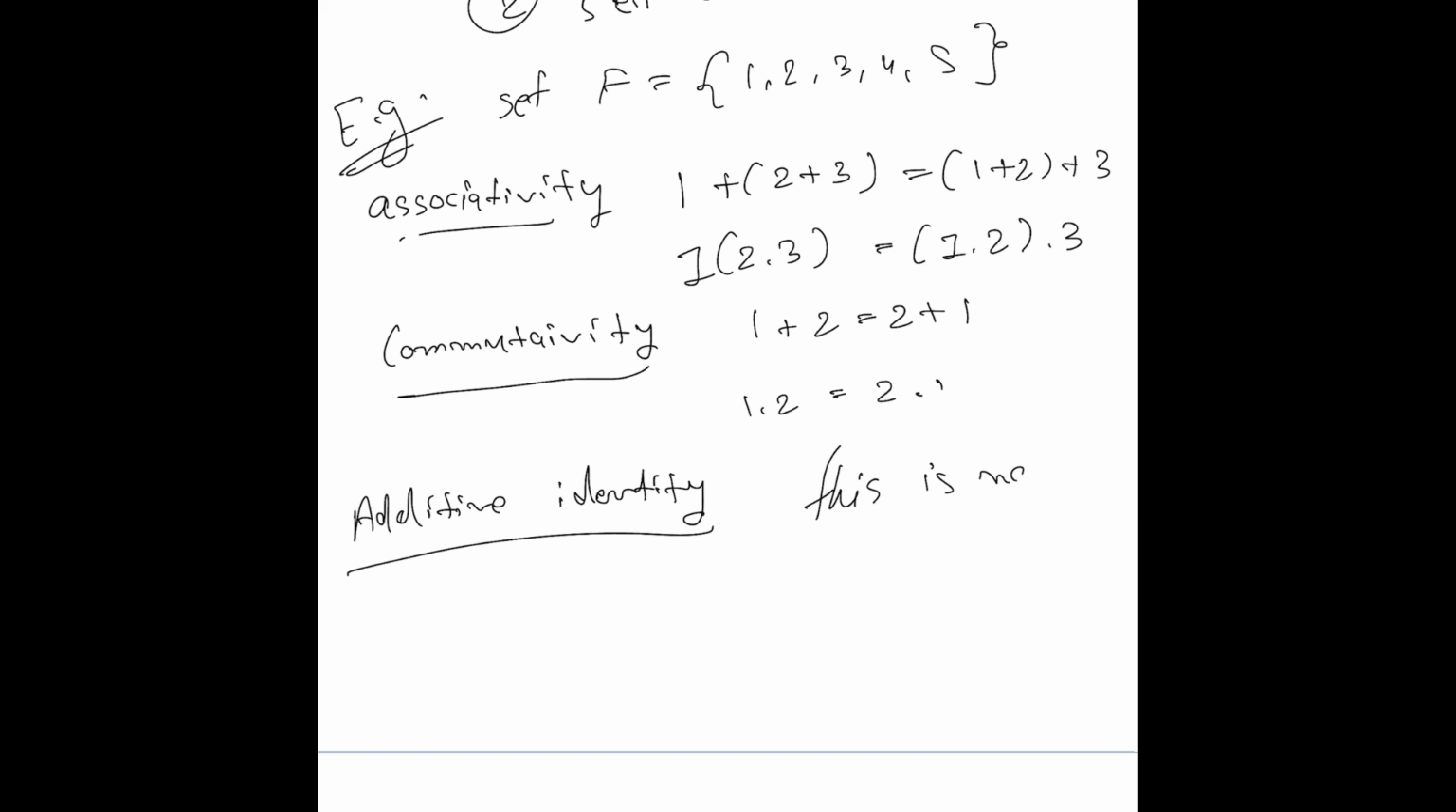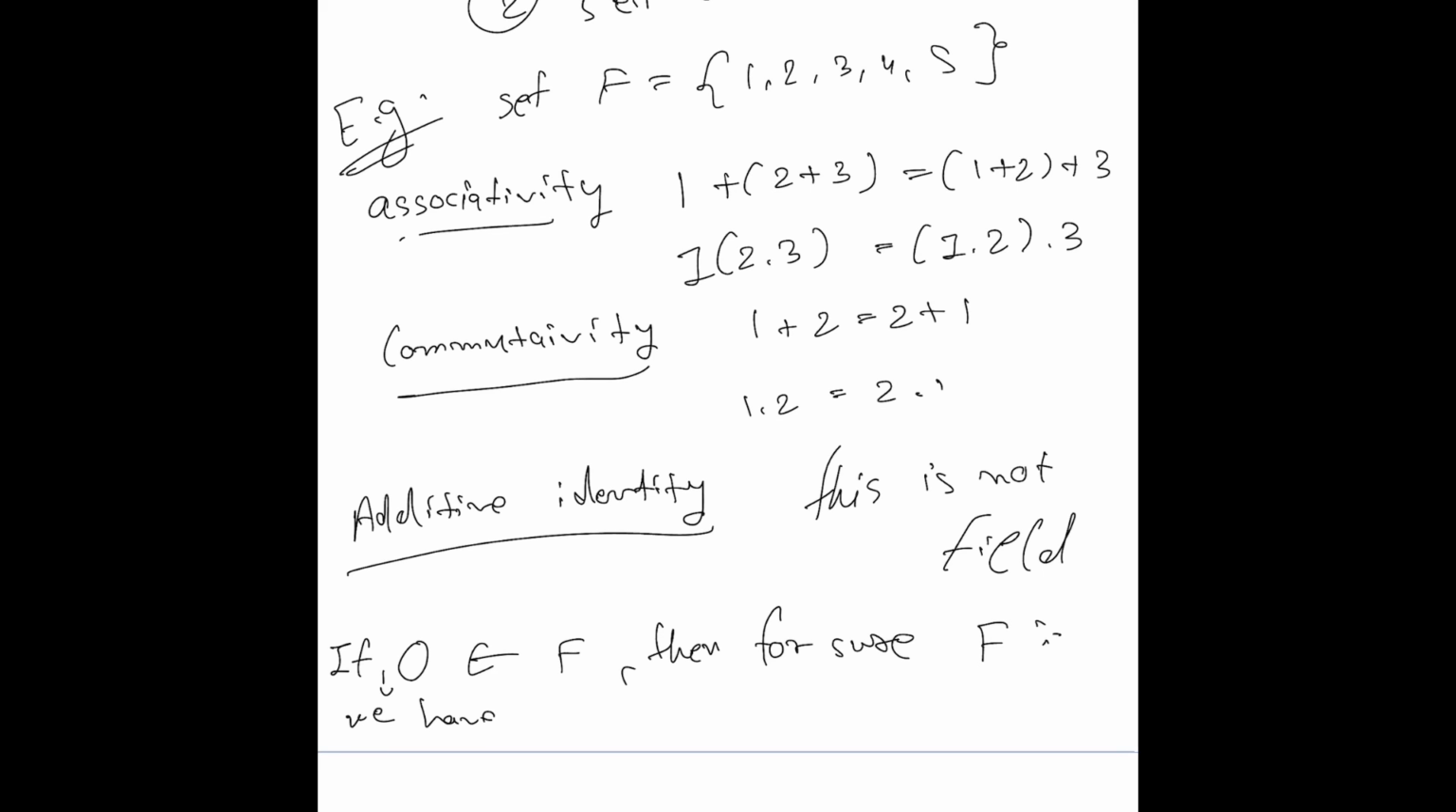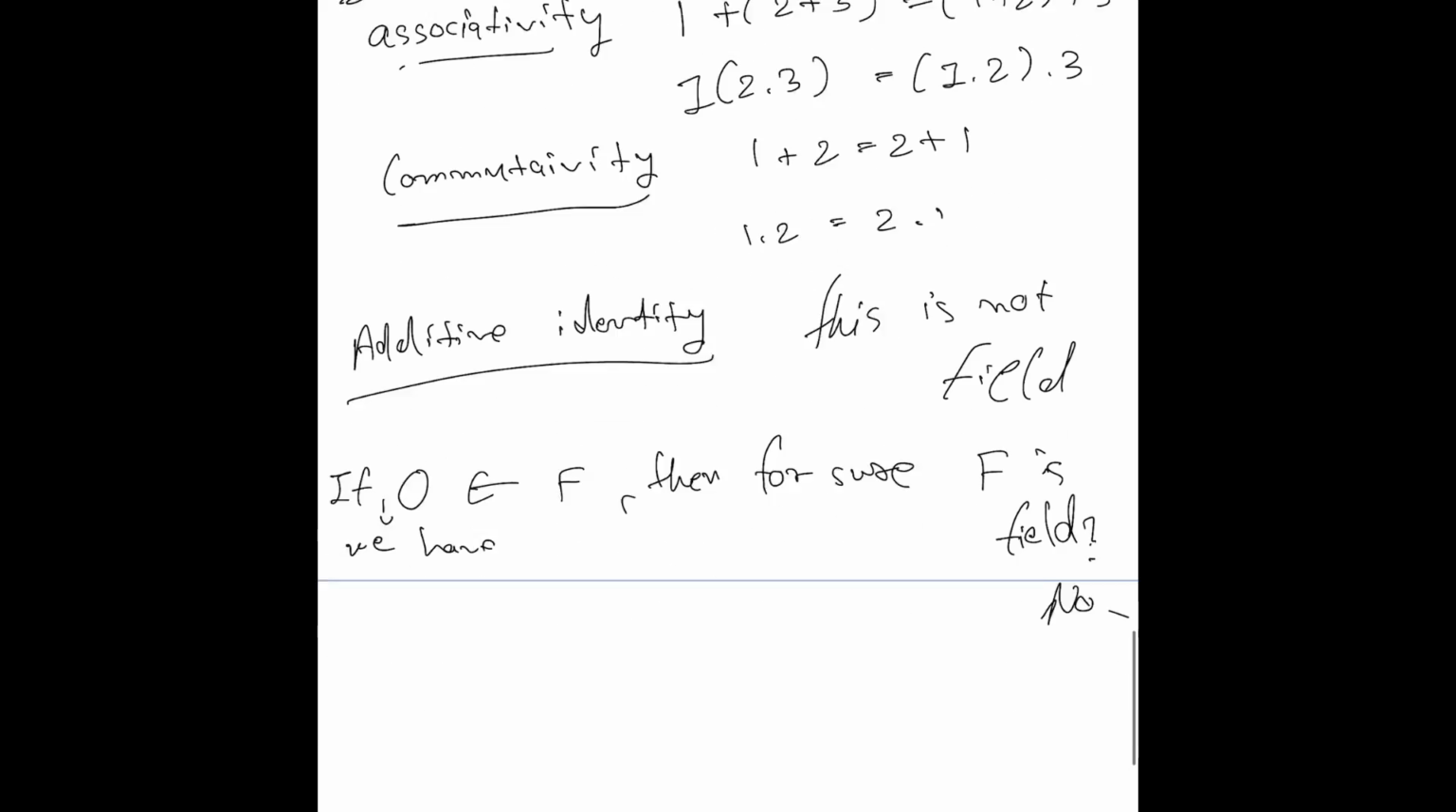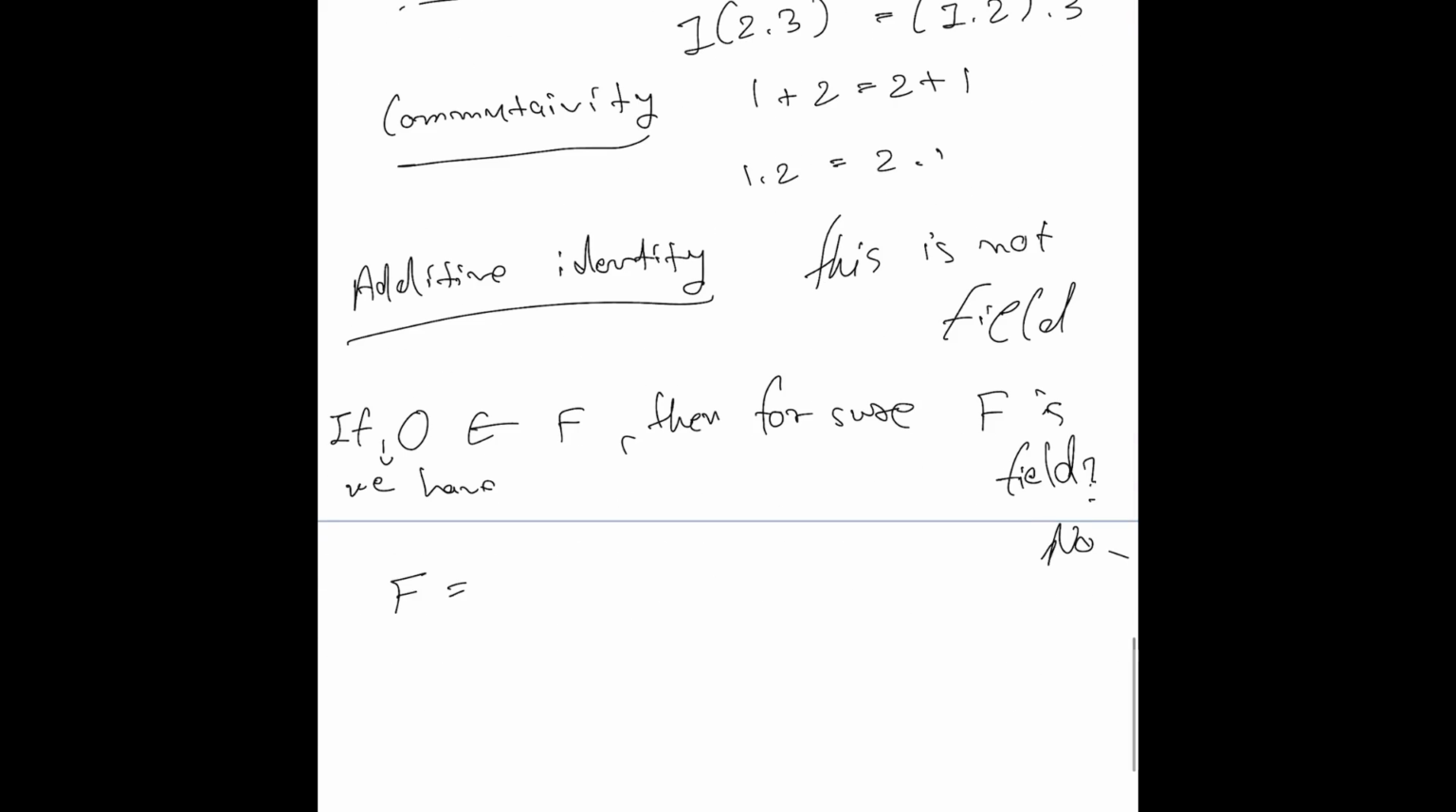If we have 0 in F, then for sure F is a field. So the question: why? Like we go with F, we have 1, 2, 3, 4, 5. For the additive identity we have to add 0, right? Then we jump to the multiplicative identity, we have 1 in it, so we are good with that.